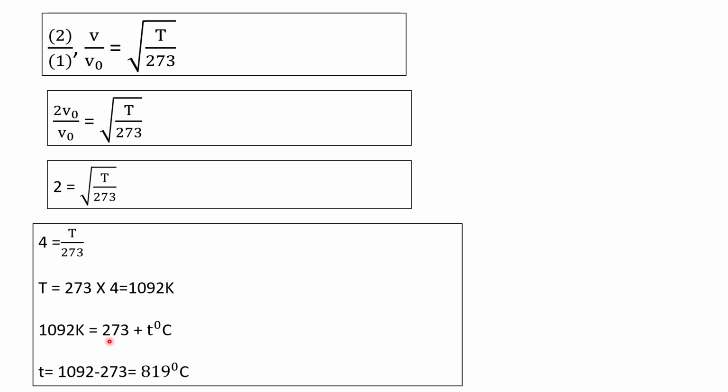1092 Kelvin is equal to 273 plus T degrees Celsius, that is the temperature in Celsius scale. Now T equals 1092 minus 273, that is 819 degrees Celsius. So this is the temperature at which the velocity becomes double the velocity at 0 degrees Celsius.